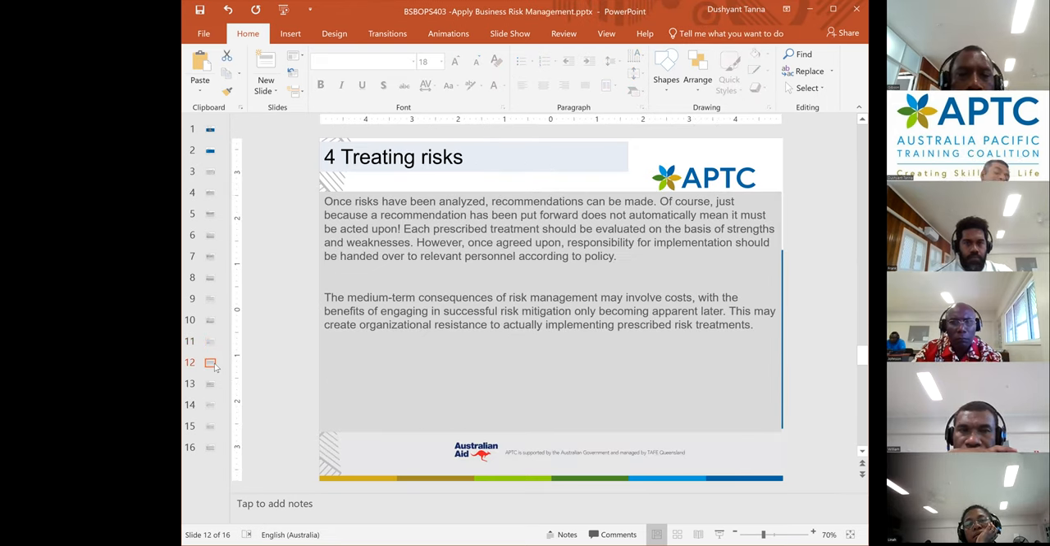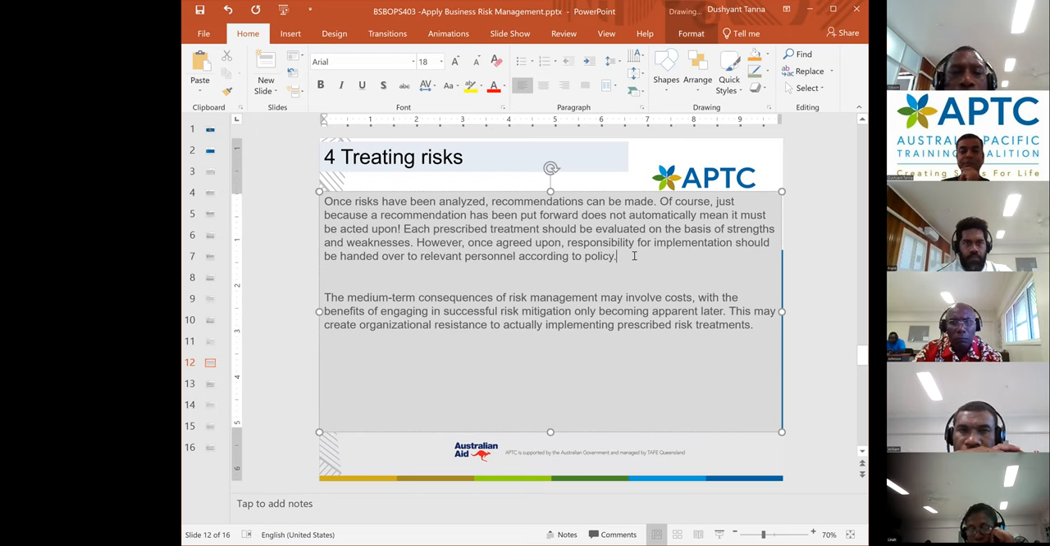Next comes, once everything is done, you analyzed and documented everything, now it's time to treat the risk. Once the risk has been analyzed, recommendations can be made. Of course, just because a recommendation has been put forward does not mean it must be acted upon. Each prescribed treatment should be evaluated on the basis of strengths and weaknesses. However, once agreed, the responsibility for implementation should be handed over to relevant personnel according to policy.